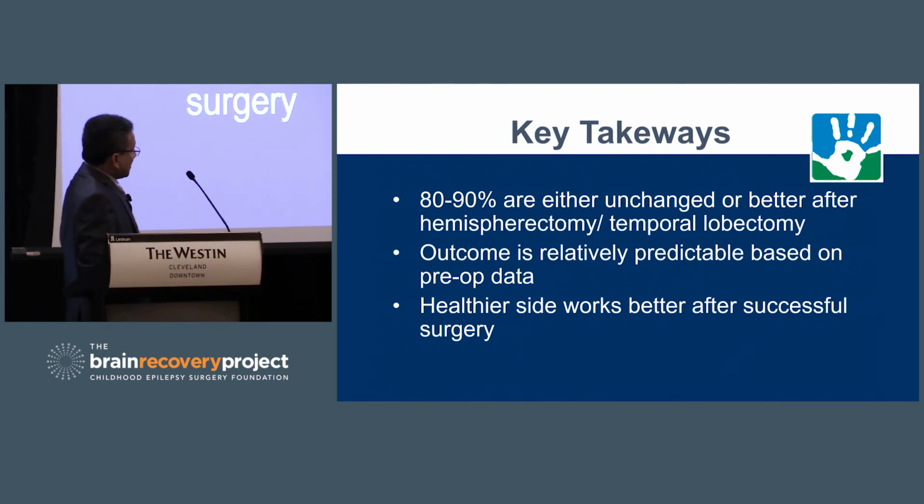So the key takeaways are that 80 to 90% of children who undergo surgery, especially temporal lobectomy and hemispherectomy, are either unchanged or somewhat better after the surgery. About 10 to 15% do have decline. And this decline or improvement sometimes is predictable. I would say as a clinician, most of the time we can predict some definite declines in some patients. And the healthier side works better after successful surgery.